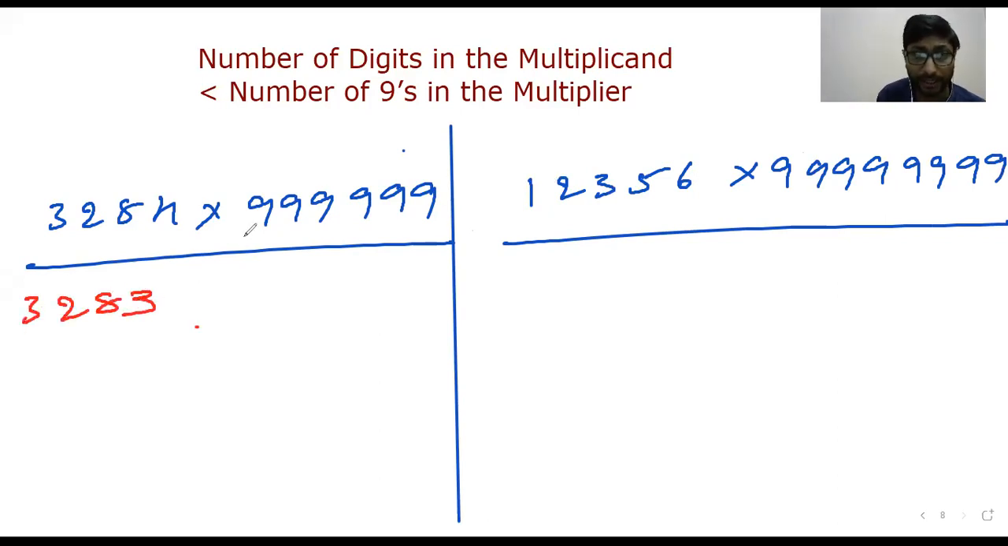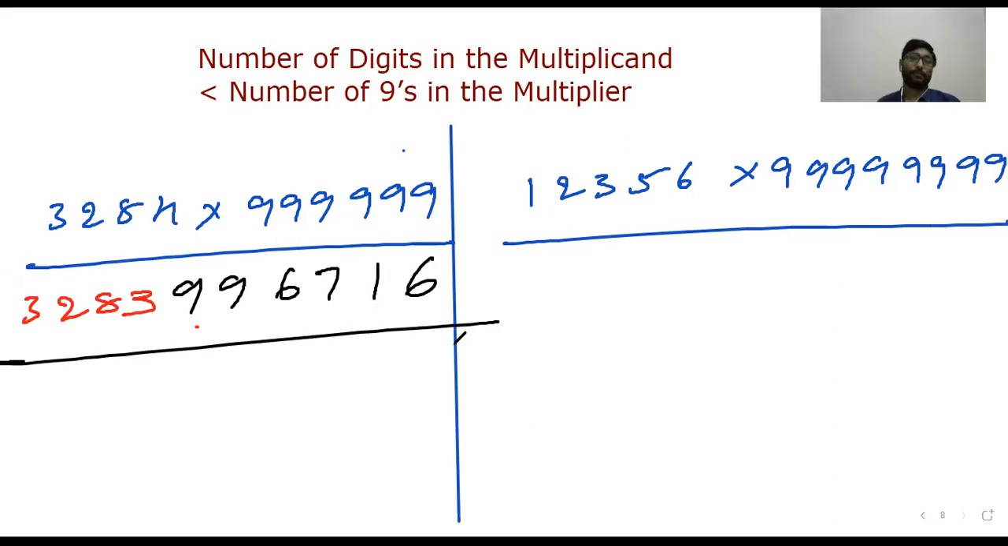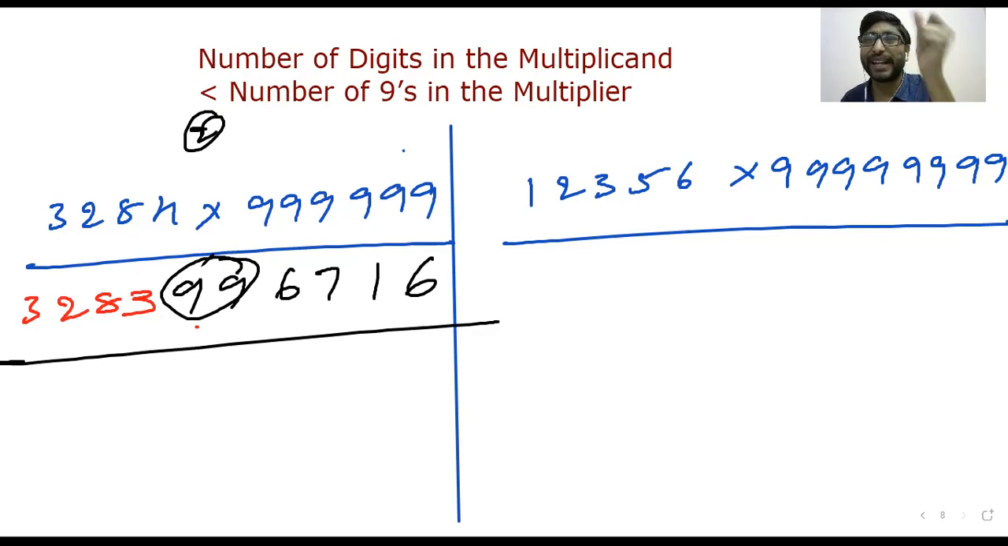Okay, and the difference is 2 digits. 99. So 9 minus 3, 6. 9 minus 2, 7. 1, 6 is the answer. The difference is 2 digits. See, my dear, understand. We are doing a 4-digit into 6-digit multiplication in one step, and that was 10 seconds. Hardly, we are spending less than 10 seconds.